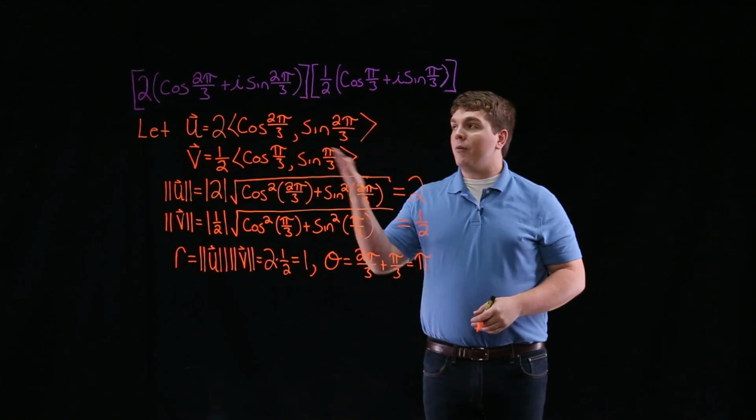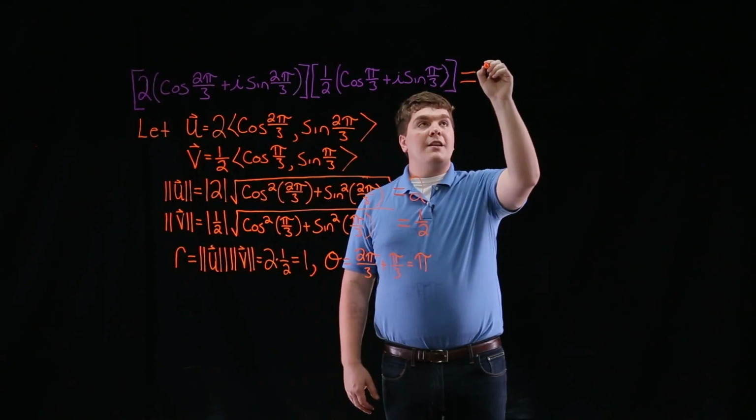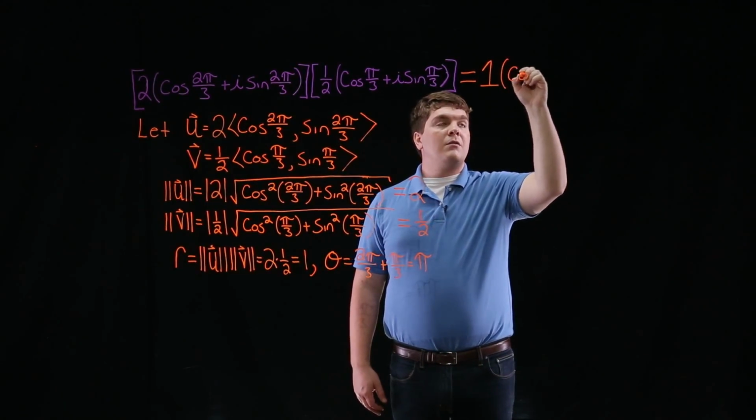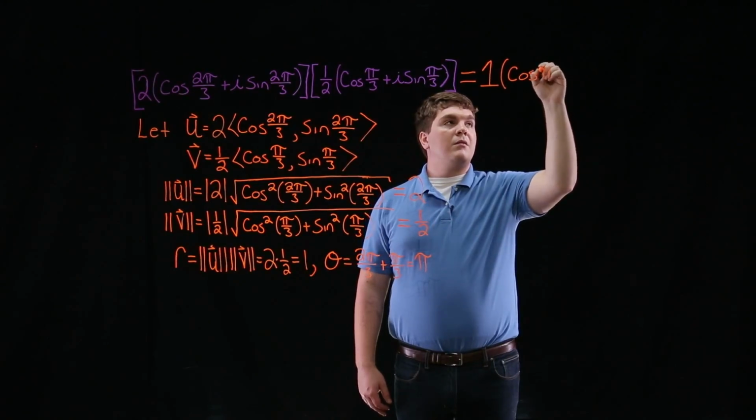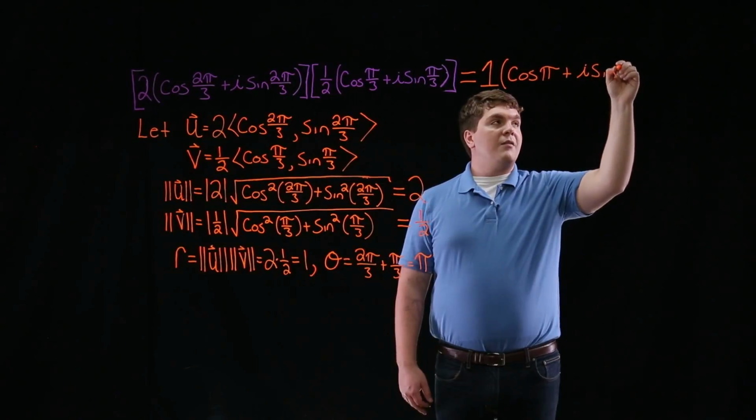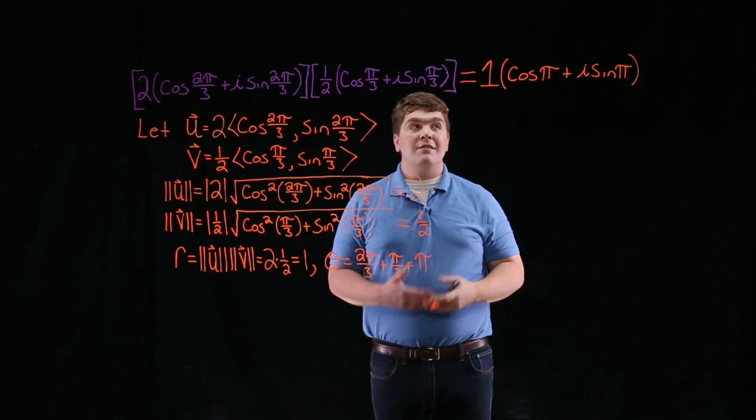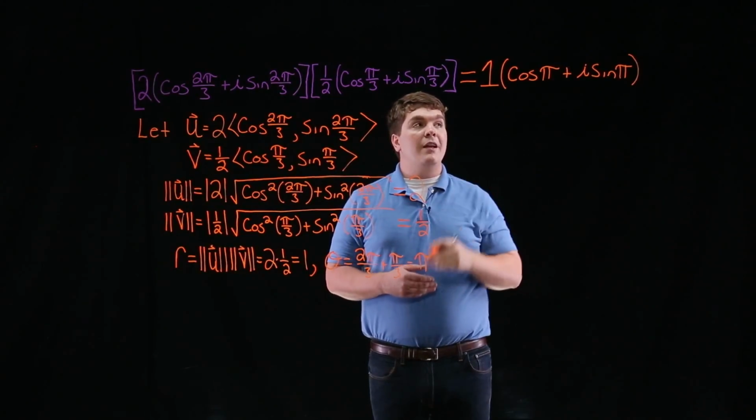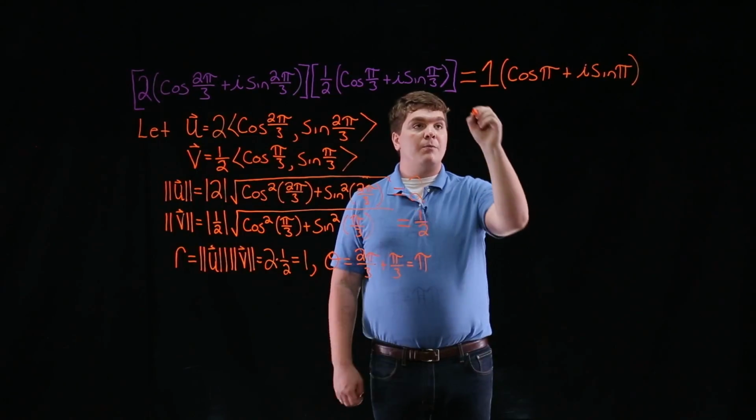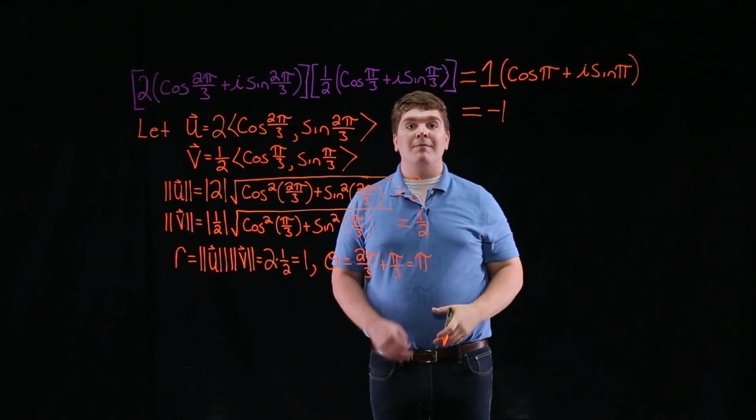So now the product of these two complex numbers in trigonometric form is 1 times cosine of pi plus i times sine of pi. Now we can write this in standard form also. We know that cosine of pi is -1, and we know that sine of pi is 0. So in standard form, this is equal to just -1.